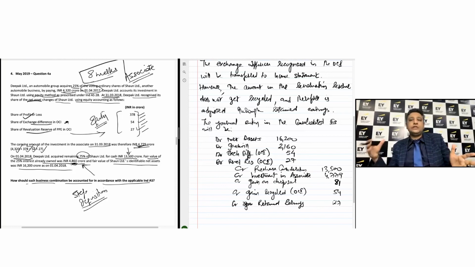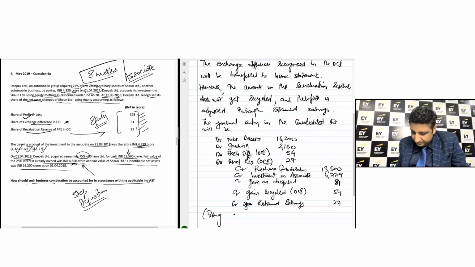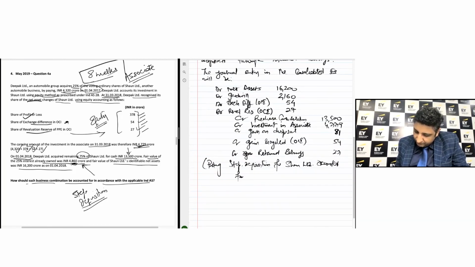So this is what you need to explain to the examiner and suggest the accounting treatment. Normally, even if the examination is not suggesting you to write these journal entries, it is recommended to explain that with the help of how the accounting comes into the picture. Of course, the narration could be: step acquisition for Sean Limited accounted for. That's how you can explain the accounting treatment in the books of Deepak Limited at a group level. All right.